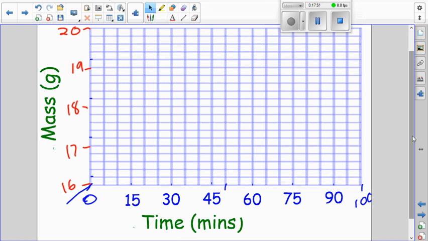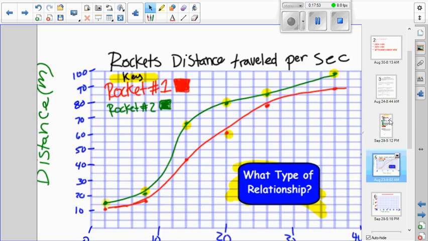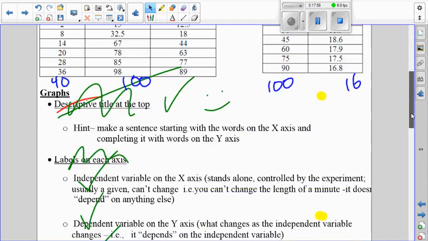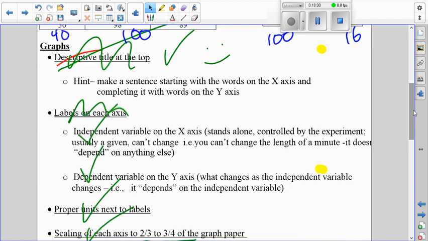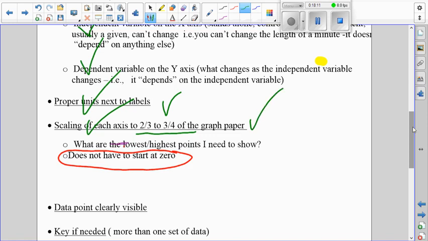Now let's go ahead and plot my points on here. I'm going to check off my rubric. Okay. Oh, why is this freaking out? Looks like a rave. All right. The descriptive title at the top is good. So again, I got that. I got my labels. Yep. Proper units next to each label. You got it. Scaling. Gravy. Does not have to start at 0. Don't I know it? Yeah. I started at 16 for this particular one.